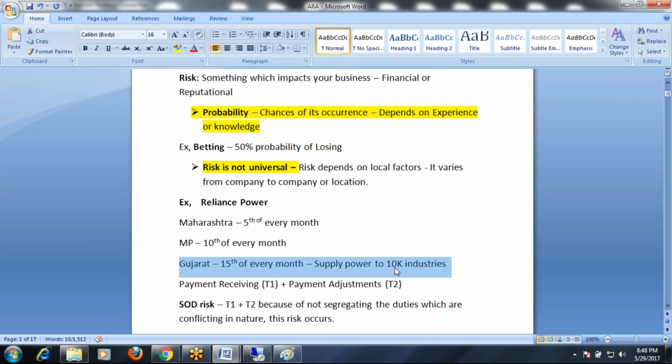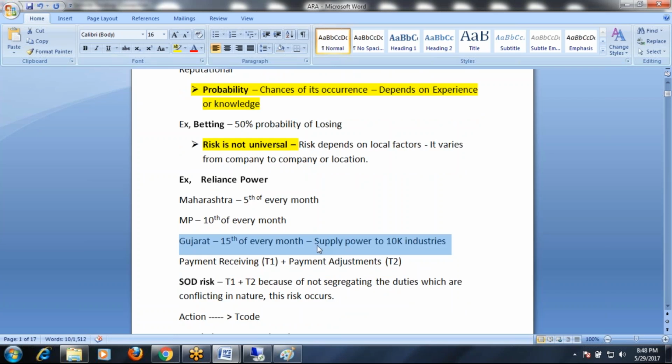Everyone understood the concept or example we have discussed so far? So the same thing I said, payment receiving and payment adjustment fraud, is happening within the Gujarat government. The Gujarat state government employees are receiving the payments from one company and showing them in other company accounts. And 10K is actually a very small number; generally it will be more than 10K industries.